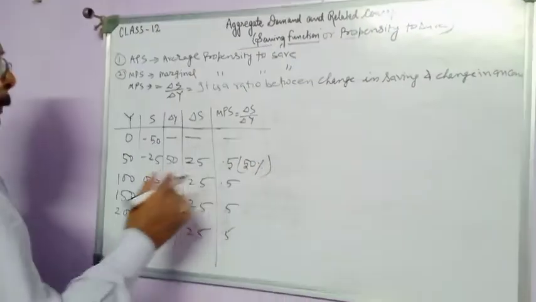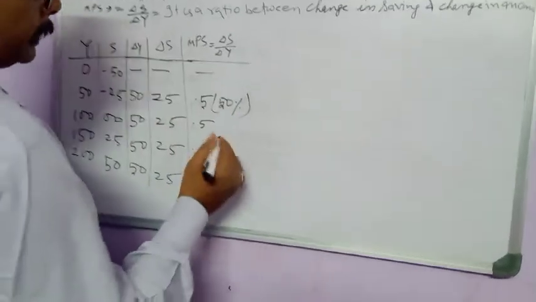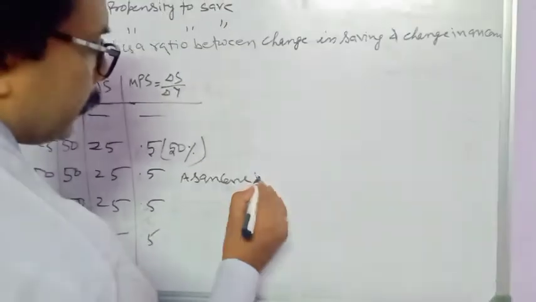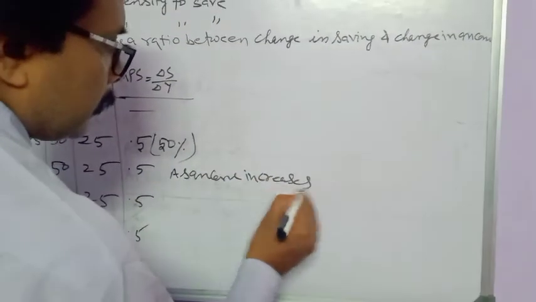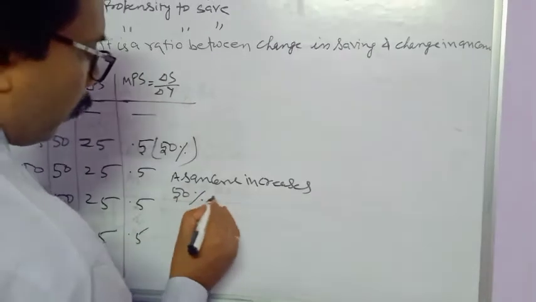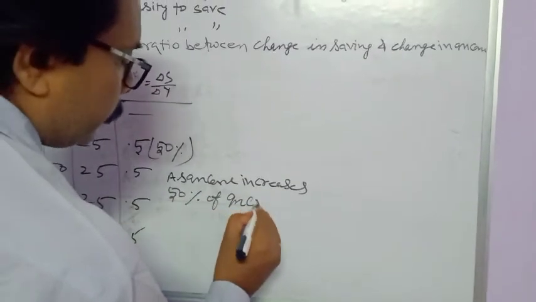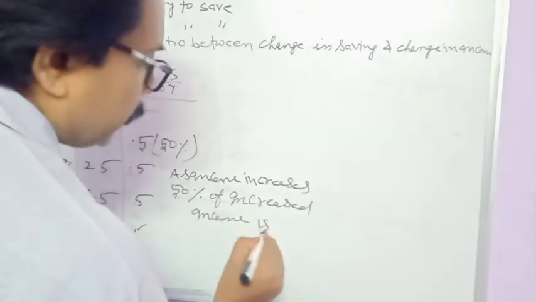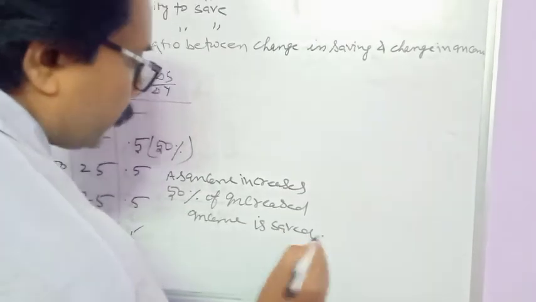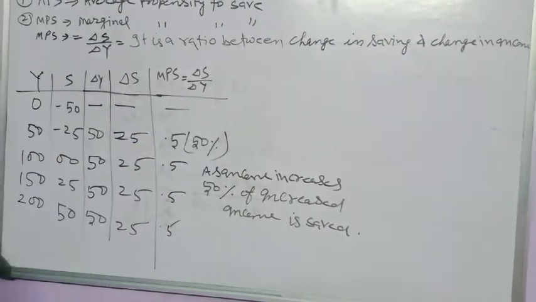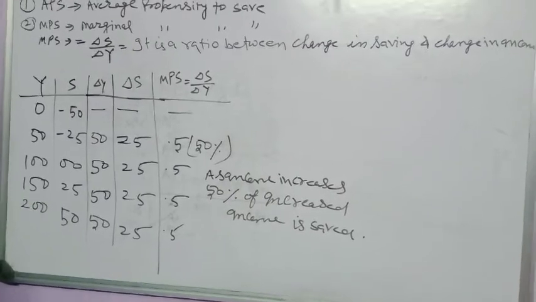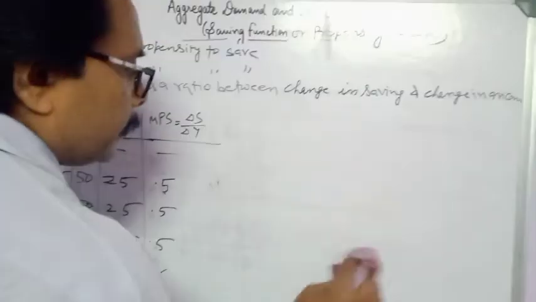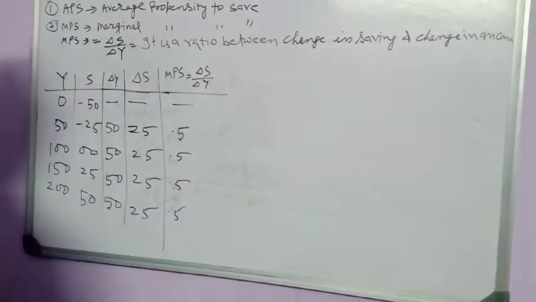So 50% means what? As income increases, 50% of the increased income is saved. Okay, and that's why here the MPS value is 50% or 0.5. Now it can be easily determined with the help of a diagram.